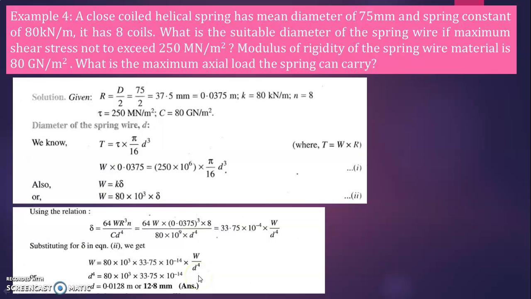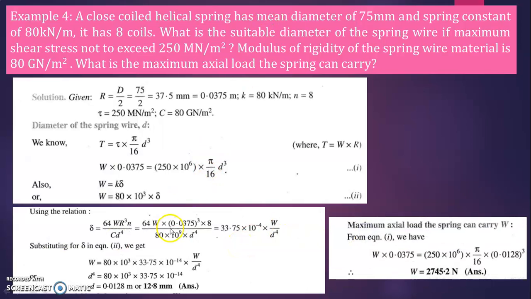Okay, write in terms of D raised to 4, you get this. Simplify this, take the square root of D, so you get D is equal to 12.8 mm or 0.0128 meters. Whatever unit you use, either meter or millimeter, finally the answer you will get is the same. Okay, like this you can calculate what is deflection, what is the diameter.